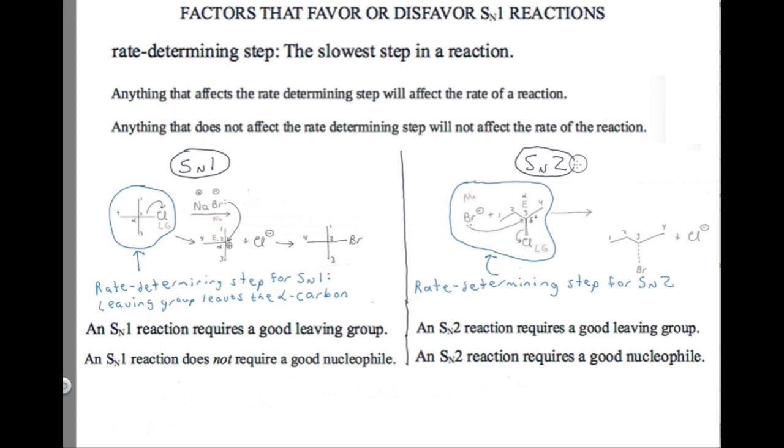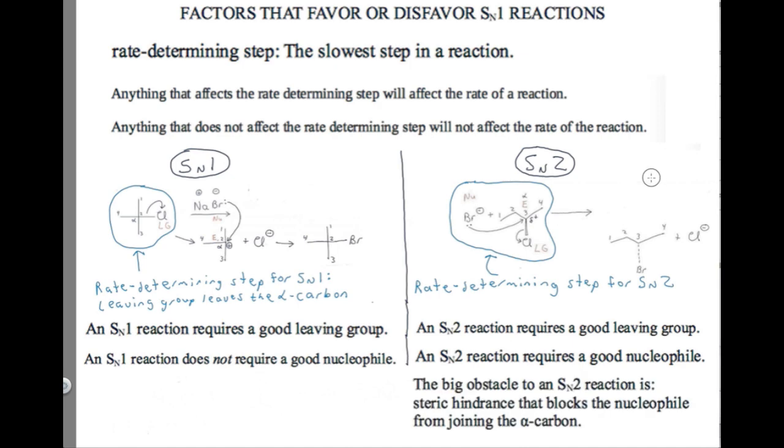We talked about the big obstacle for an SN2. What is the big obstacle for an SN2 reaction? Or what types of alpha carbons are really bad for an SN2 reaction? In the SN2 series, we discussed that the big obstacle to an SN2 reaction is steric hindrance. Steric hindrance that blocks the nucleophile from joining the alpha carbon.